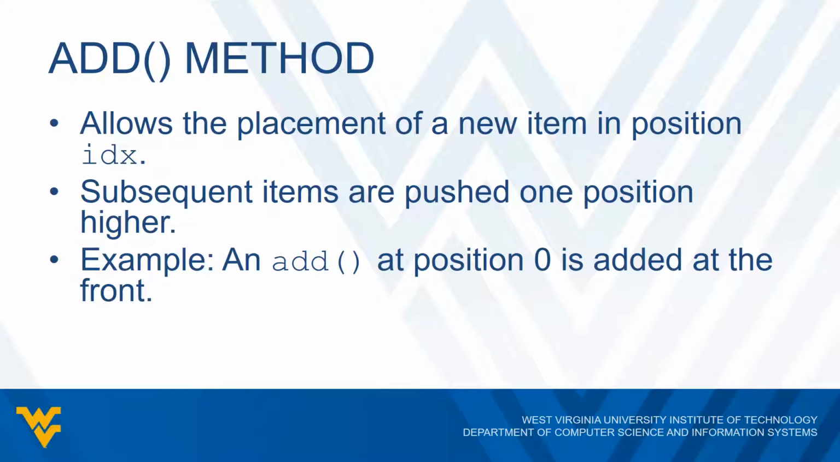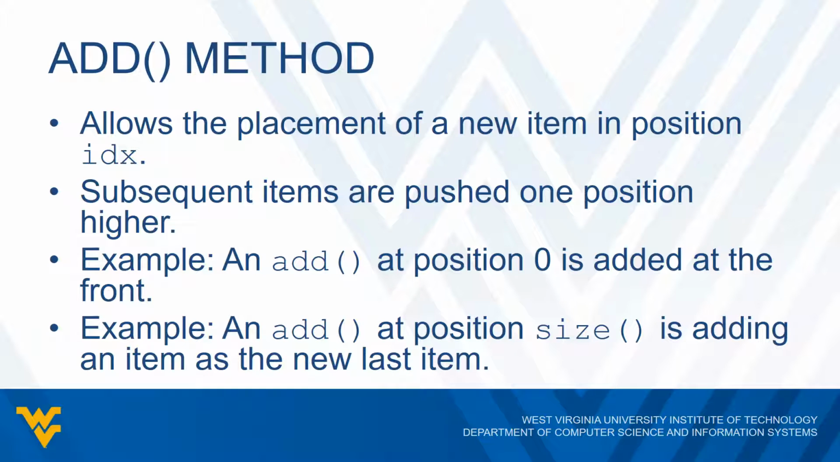Now, just to give an example here, if we did an add at position 0, that means we're going to add the item at the very beginning of the list. And likewise, if we were to do an add at position size, then that means we're going to add the item at the end of the list. And of course, we could add the item somewhere in between 0 and size.